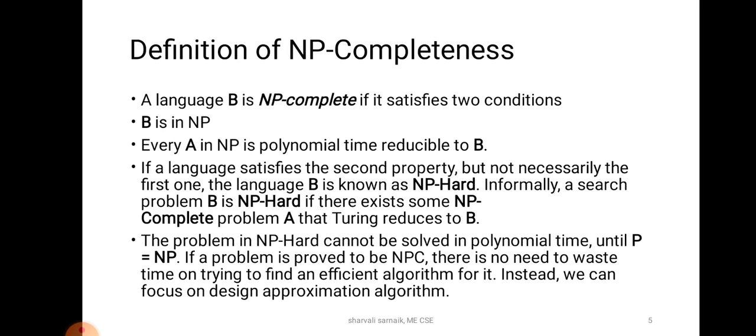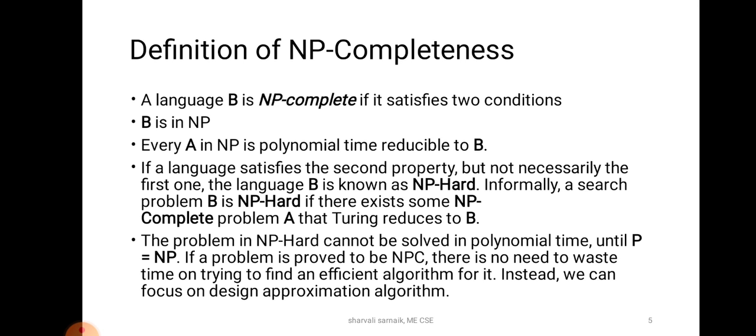Next we have the definition of NP completeness. Here it is shown that a language B is NP complete if it satisfies two conditions. Let us see what those two conditions are: B is in NP, and every A in NP is polynomial time reducible to B. So these are the two conditions under which we can say that B is NP complete. If a language satisfies the second property but not necessarily the first one, then the language B is known as NP hard. And informally, a search problem B is NP hard if there exists some NP complete problem A that Turing reduces to B.